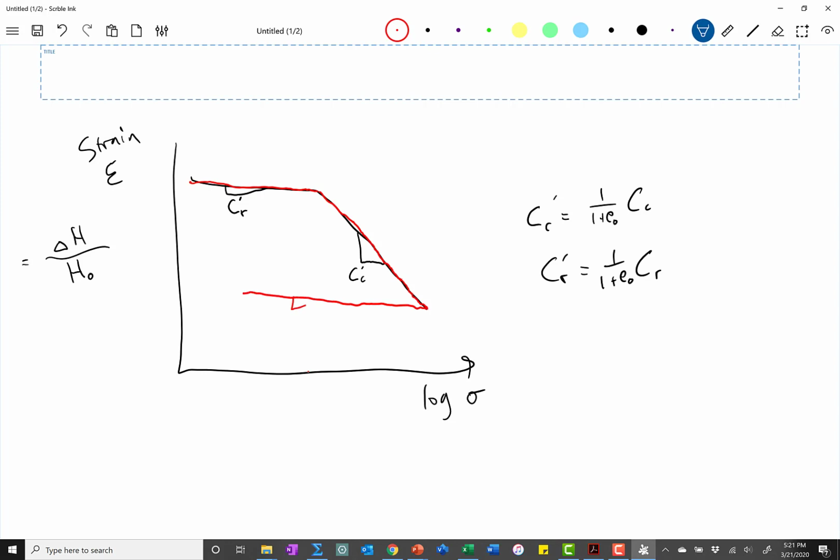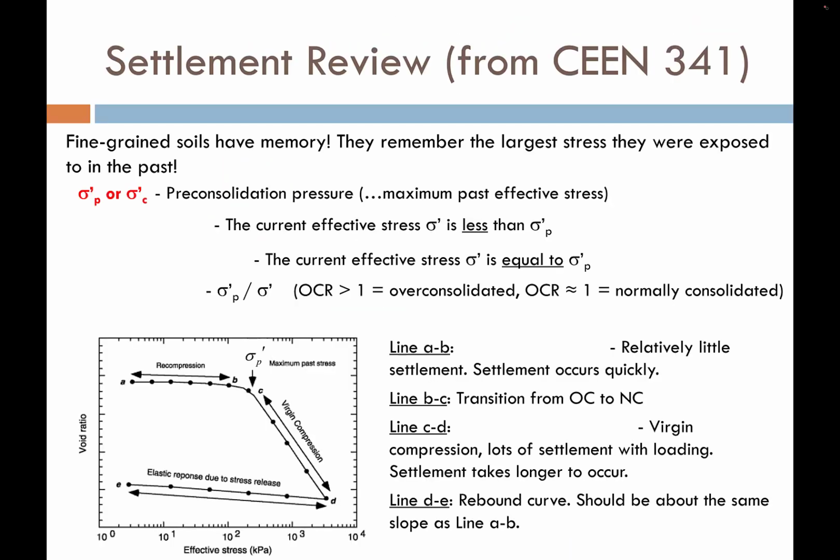And interestingly, the slope of that line theoretically should be the same as the slope of the line up here. And this stress now has become our pre-consolidation stress for that soil sample. And that's why we're seeing this plot down here. Okay, that's what that's representing.